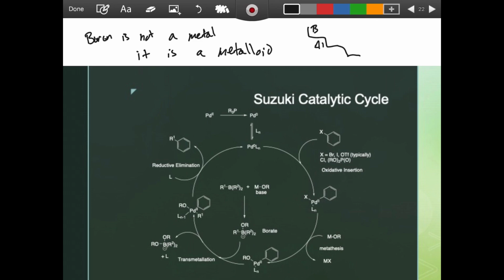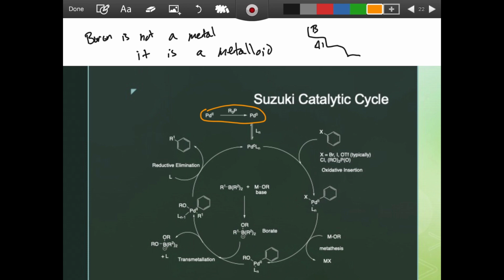All right, so the beginning of the Suzuki reaction is exactly the same as what we've seen before. Palladium 2 goes to palladium 0 if you started with palladium 2. Then you get your palladium 0 that you either made or started with, and it gets ligands loaded onto it to make your catalyst. And same first step, we do an oxidative insertion.